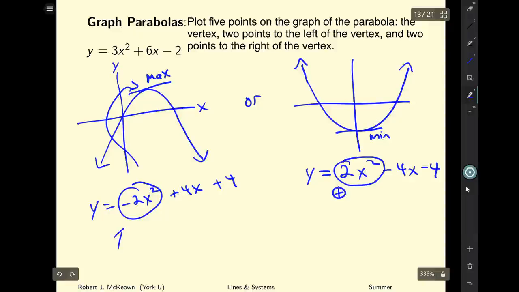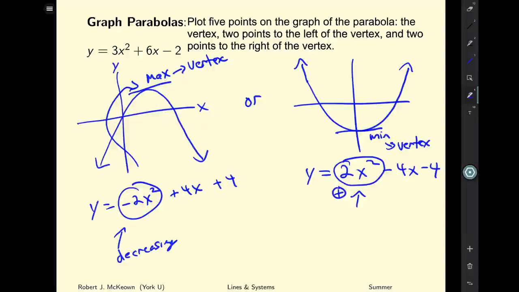And so this one over here is decreasing as the absolute value of x increases. And over here, y is increasing as the absolute value of x increases. Here, the max, this is the vertex. The vertex is a max. Here, the min is also the vertex. The vertex is the min. So the question is asking us to find the vertex.